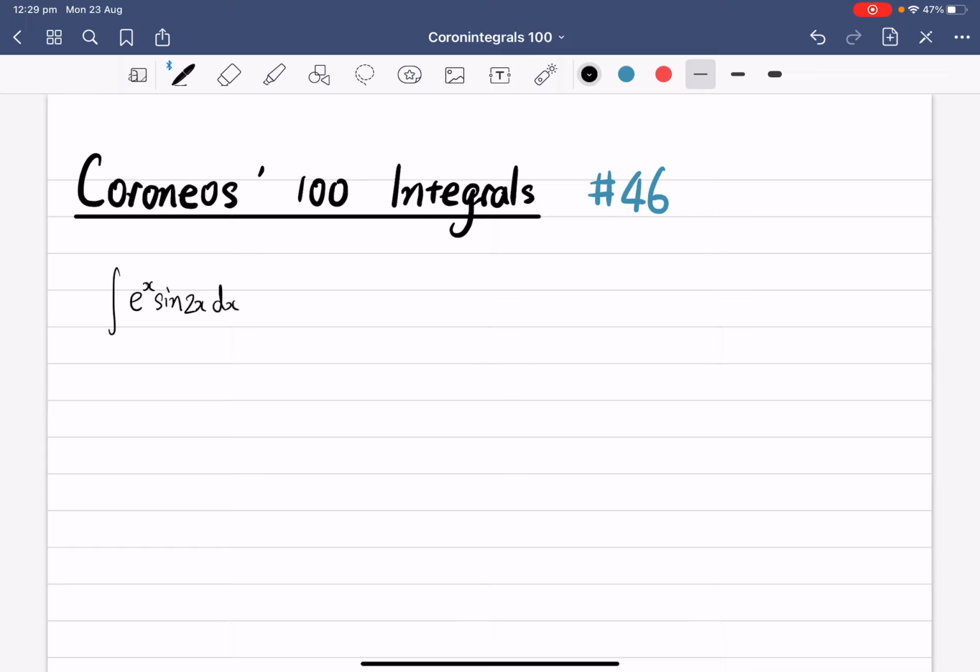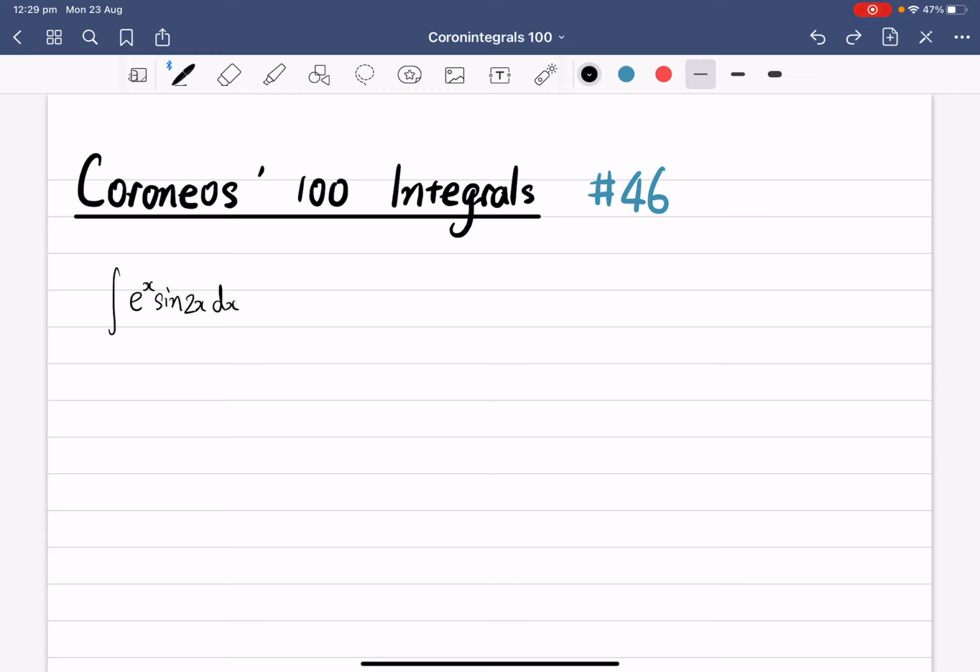Coroneos 100 integrals number 46. Okay, so we're going to integrate e to the power of x times sine 2x. Alright, so we've got a product of two different functions together. Clearly, this is integration by parts. So we're going to use the method of integration by parts to do the question.